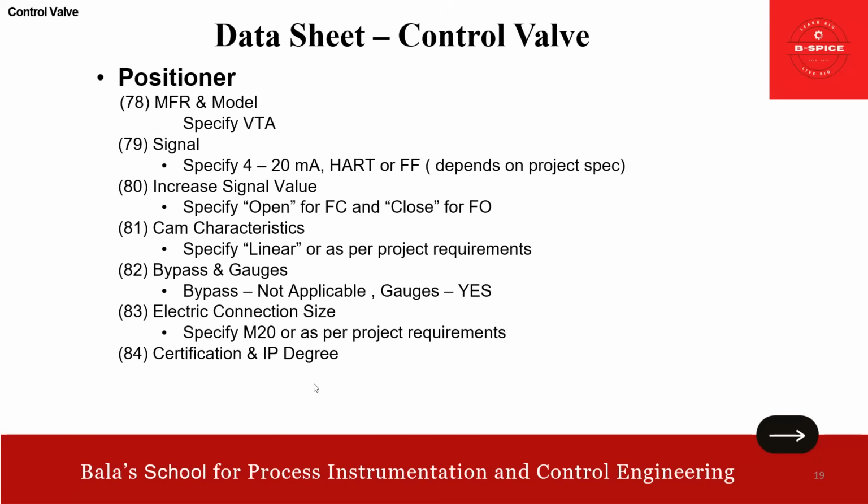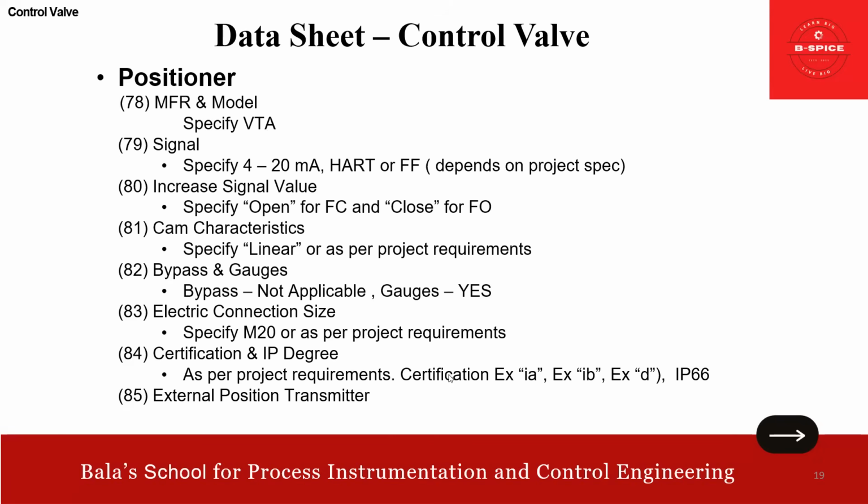Then 84, this is a certification IP degree. Here, there are a lot of things we need to consider. We can specify either EXIA, EXIB, or EXD, whatever is based on the specific requirements. And IP rating, it's of course IP 66, for example. Okay. Then external position transmitter. Is it needed or not? If it is needed, you put yes. Of course, this is as per the project requirements. So that's all about positioner.